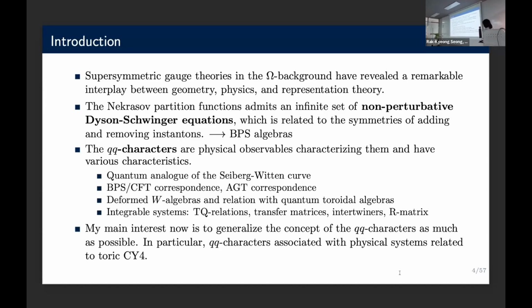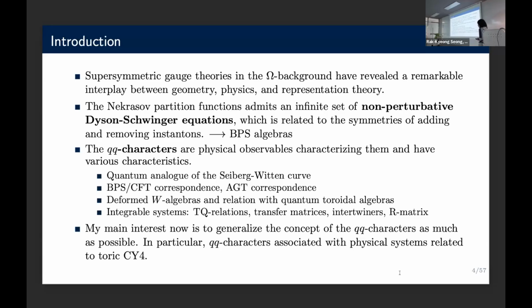QQ characters are physical observables characterizing them, and they have various characteristics. An example is that they are quantum analogs of the Seiberg-Witten curve. They also have applications to BPS/CFT correspondence or AGT correspondence. Or from the quantum algebraic perspective, they are understood as generators of deformed W-algebras. And they also have relations with quantum toroidal algebras. As examples of applications, we have integrable systems like TQ relations, transfer matrices, intertwiners, and also R matrices. And my recent interest is to generalize the concept of QQ characters as much as possible.